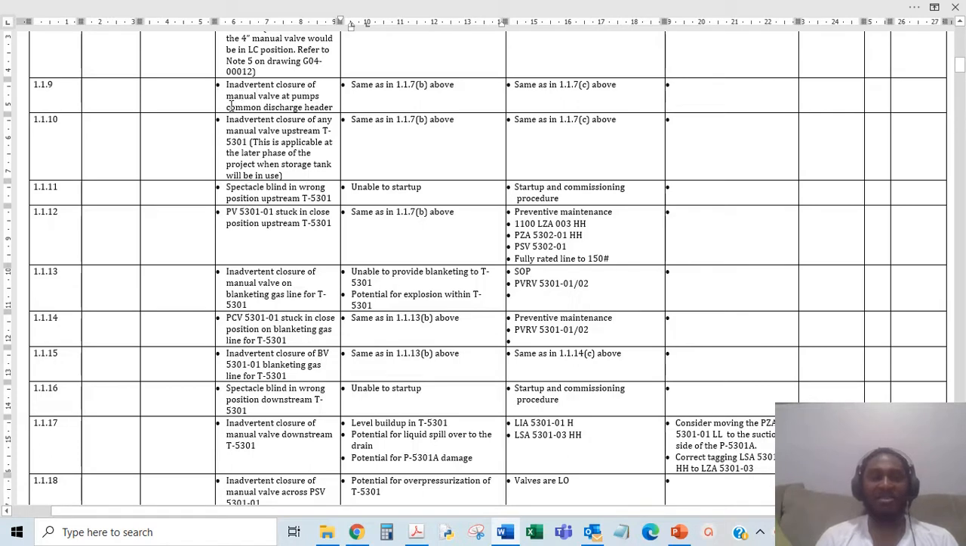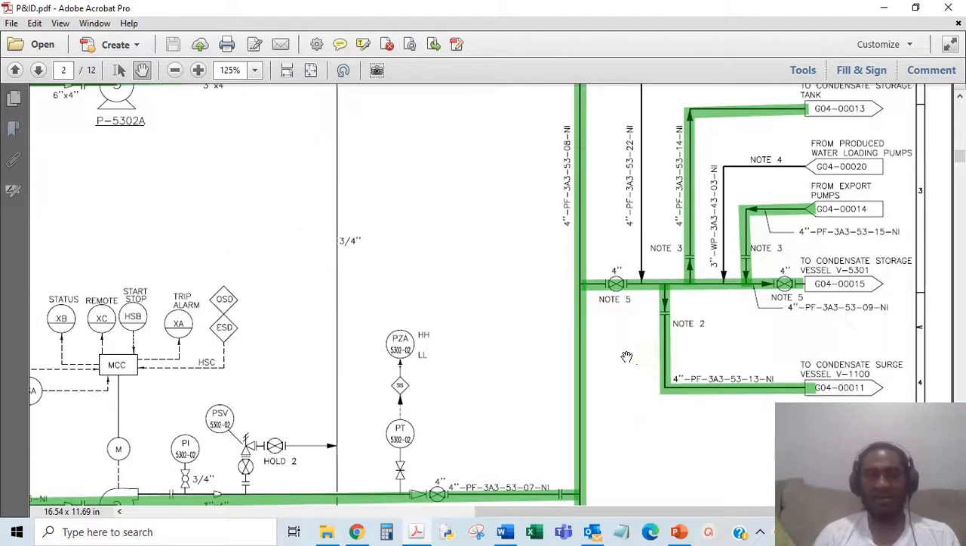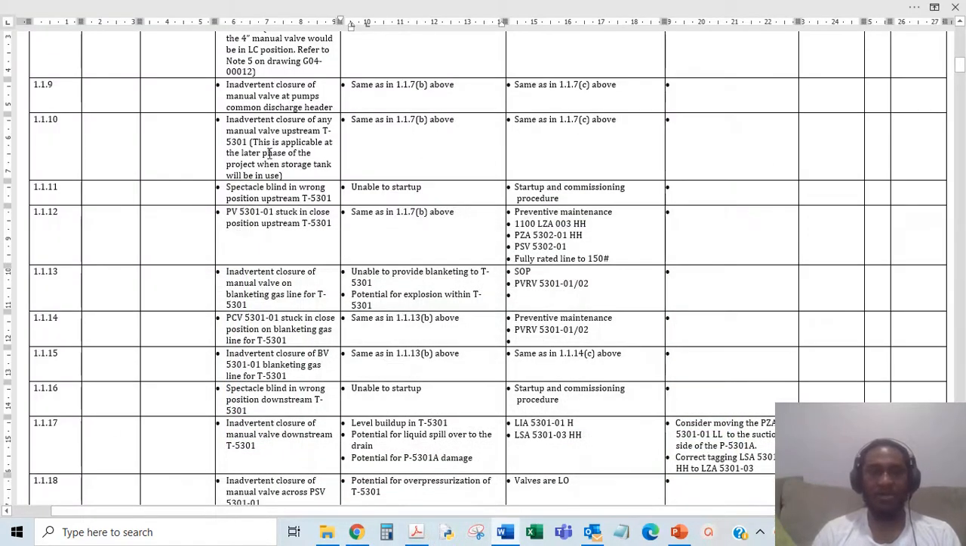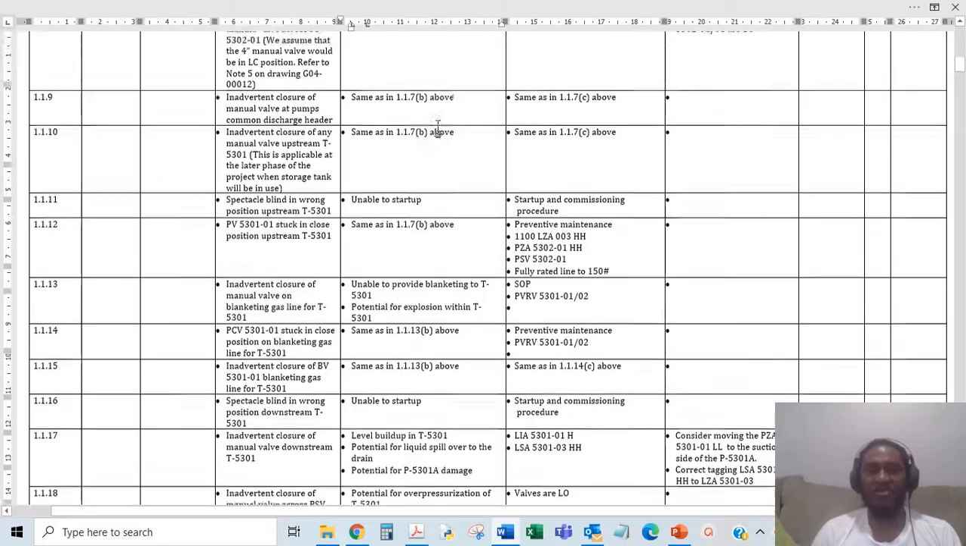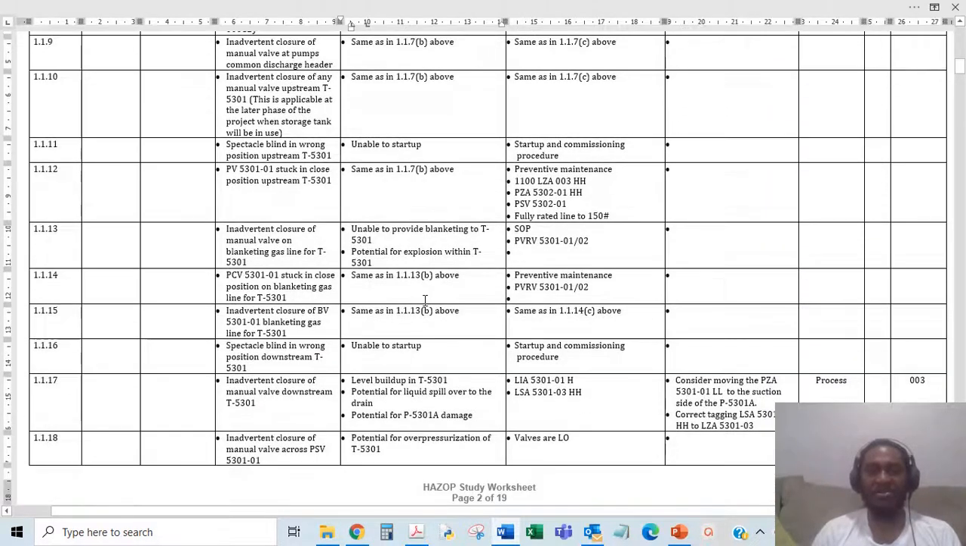And you have inadvertent closure of manual valve at pump's common discharge header. So both pumps have a discharge header. This is a discharge header. If this valve is closed, that could also be a problem because then it defeats the purpose of everything upstream here. So that valve closure of manual valve at pump's common discharge header, and of course we have same as above, which is here 1.1.7. So all those trips, alarms, the pressure safety valve, the line fully rated, those are protections.